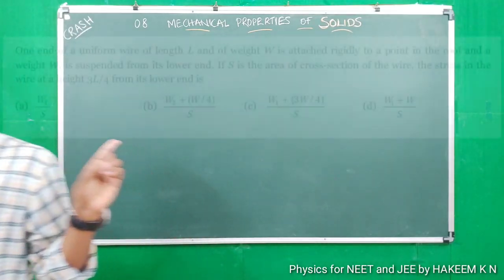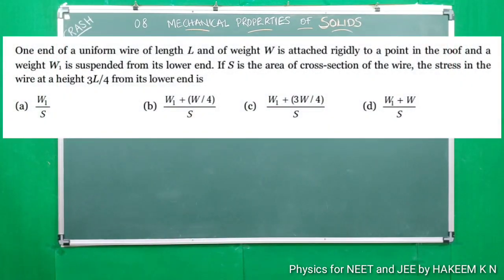Okay, one more question. One end of a uniform wire of length L and weight W is attached rigidly to a point in the roof, and a weight W1 is suspended from its lower end. If S is the area of cross section of the wire, the stress in the wire at a height 3L by 4 from its lower end is: W1 by S, (W1 plus W) by 4 all divided by S, (W1 plus 3W by 4) upon S, or (W1 plus W) by S.